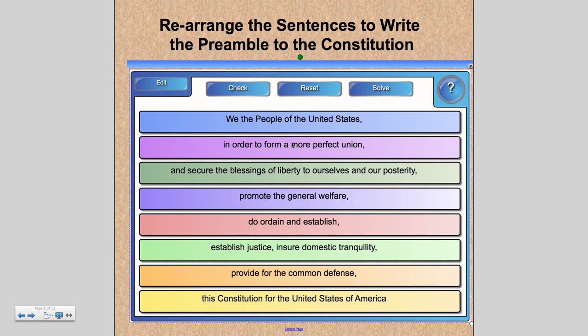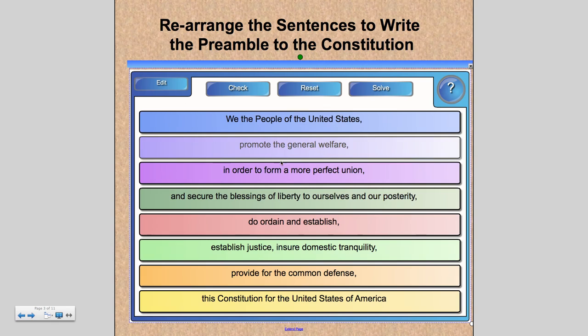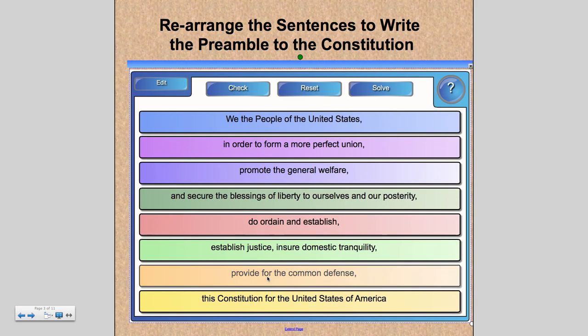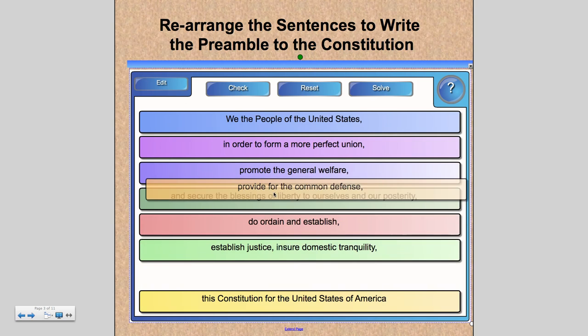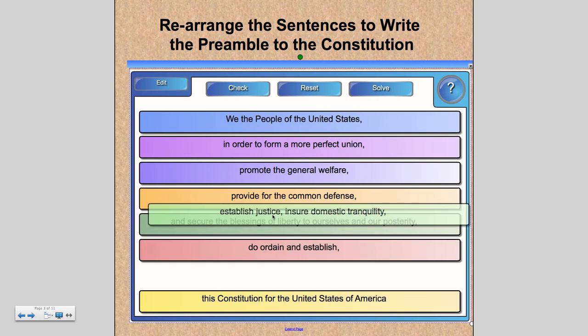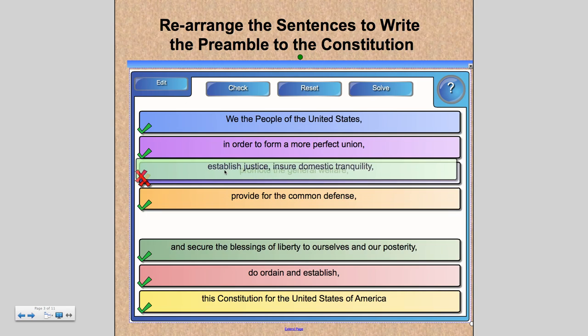In order to form a more perfect union. That one's in the right spot. Promote the general welfare. Kind of drag them and drop them to where you want them to be. Let's see if we got it right. So you're going to click the check button. Oh no, we got a couple wrong. So since those are the two wrong, we're going to switch those and see if that makes it right.